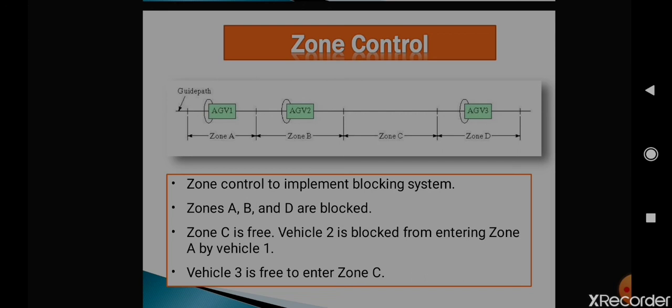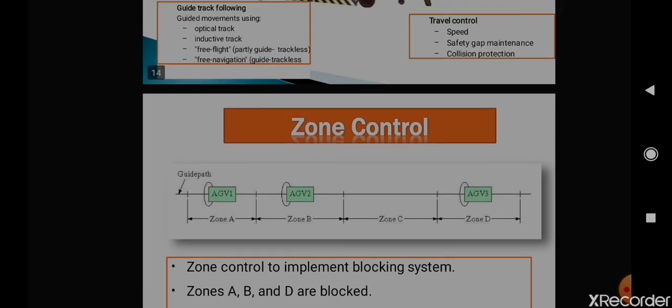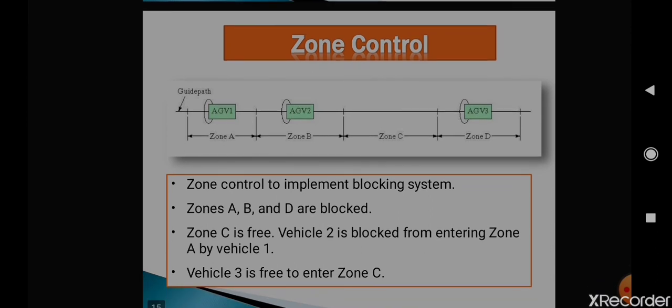Okay, so like this, the vehicle will move from one place to the other just by blocking itself. If the vehicle is present at zone B, it will block the entire zone B. It will not allow the other vehicle to enter its own zone. Okay, so this is how zone control is used in your AGVs.